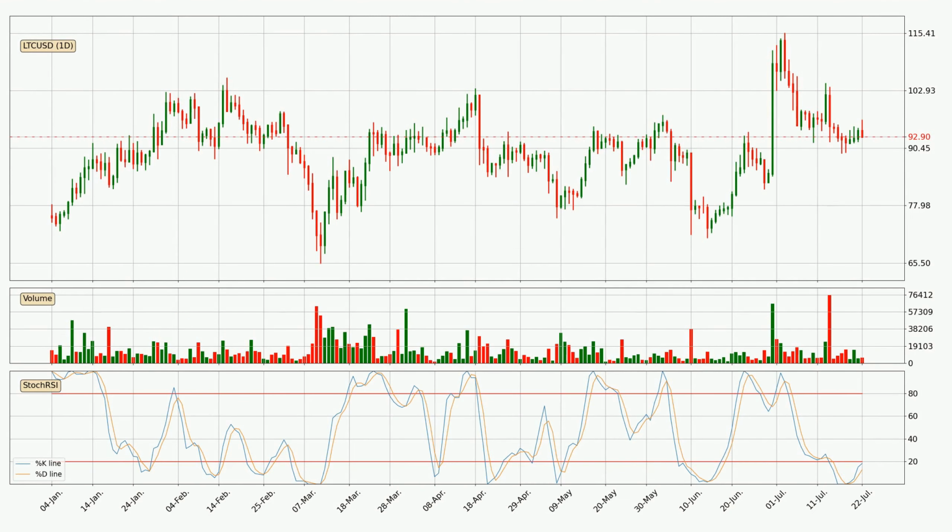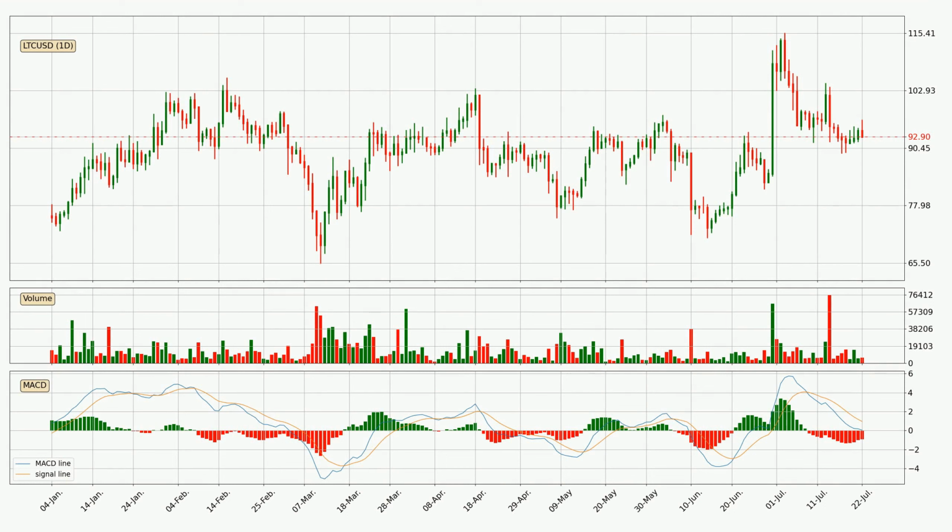Jumping to the daily stochastic RSI, both the %K and %D lines are in the lower region, which means that the price is getting oversold, and soon a trend change or at least some kind of consolidation could be expected. The trend has shifted upwards because the K line is currently located above the D line.